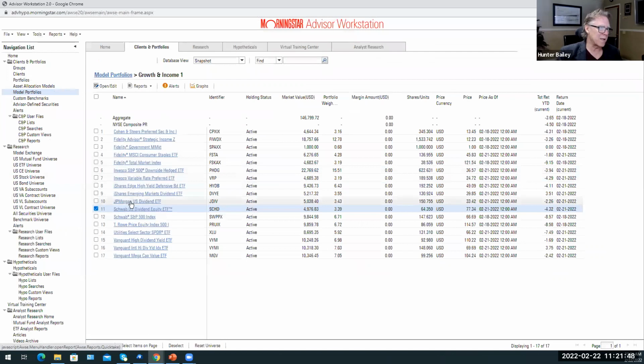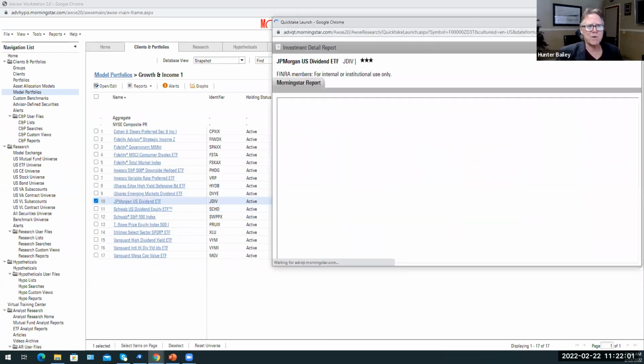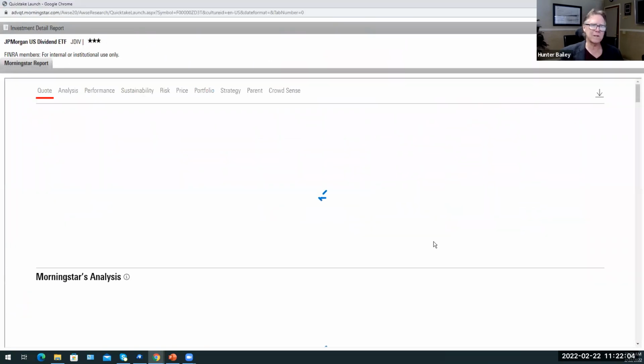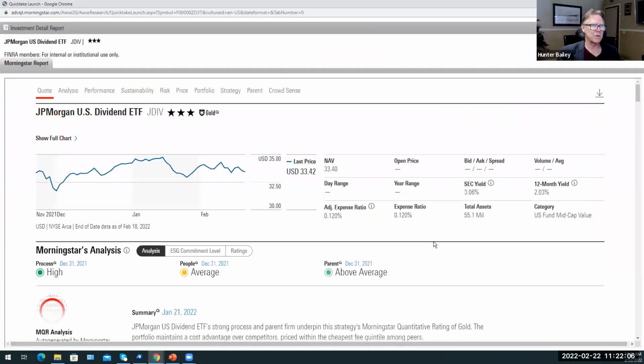JP Morgan. And by the way, Cohen and Steers, Vanguard, you'll see SPDR is State Street, T. Rowe Price, Fidelity's in there, JP Morgan. Remember, our first rule, if you follow this book, is to not have all your eggs with one company. So I don't want all my eggs with JP Morgan or Vanguard or Fidelity or Schwab for reasons I can't think of. Maybe hacking, maybe something terrible, but I don't want all my eggs there.